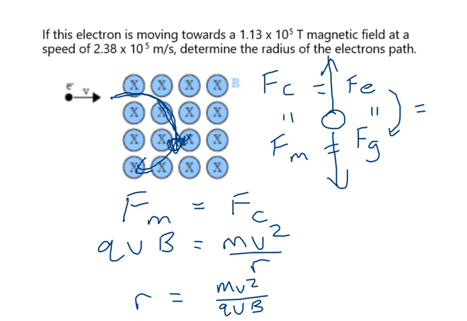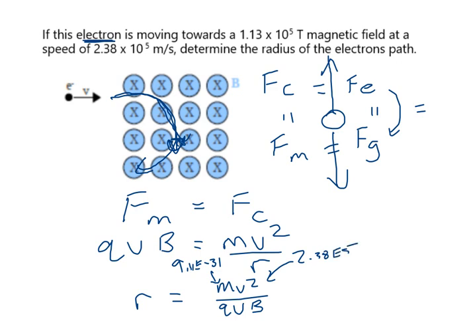What is the mass? Well, it's an electron. The mass of the electron is on your formula sheet. It is 9.11 times 10 to the minus 31. Okay. Do we know the velocity? Yeah, it gave us that. That was 2.38 times 10 to the 5.